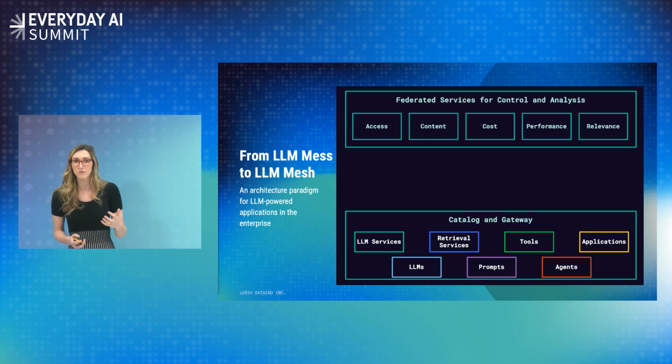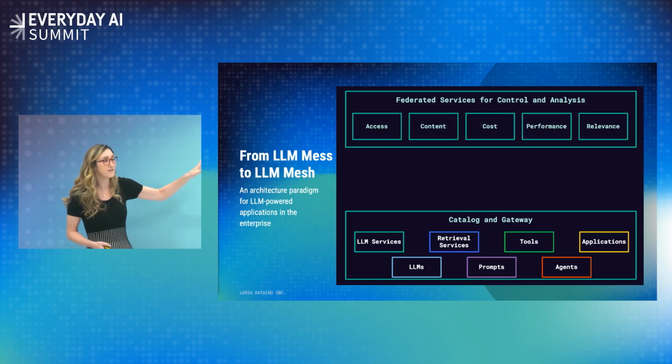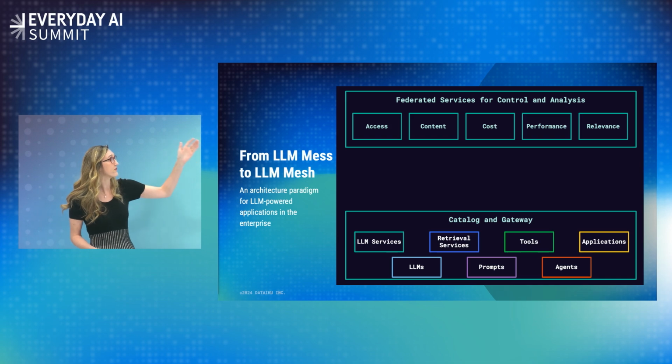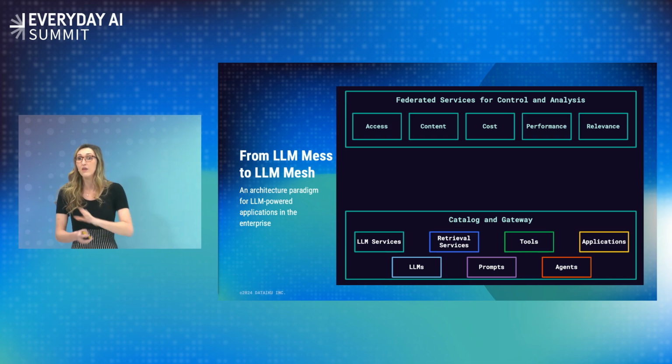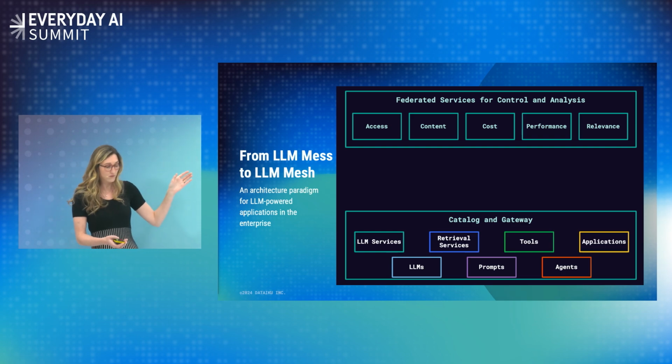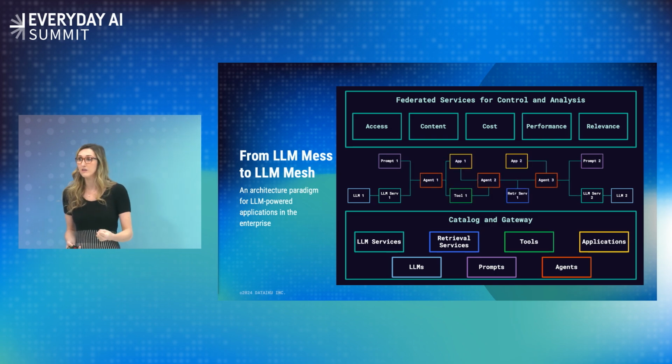No matter what application, no matter what agent you're creating, they will always need to have some type of access control. They will always need to have some content moderation, maybe PII or toxicity. We'll always want to have visibility of the cost and performance and relevance, and therefore this is a core part of the LLM mesh. Once we have these components, your organization is then free to be able to build out your applications in a modular, scalable, and controlled way.